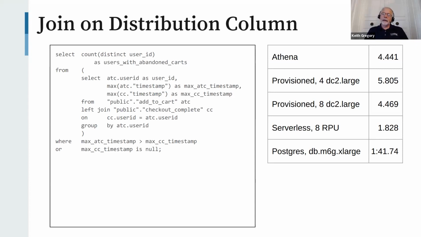And then Athena comes out quite respectable here, 4.5 seconds, equivalent to the 8-node Redshift cluster. And this, I think, is because this is a larger job. It's simply giving you more chickens to do the work.